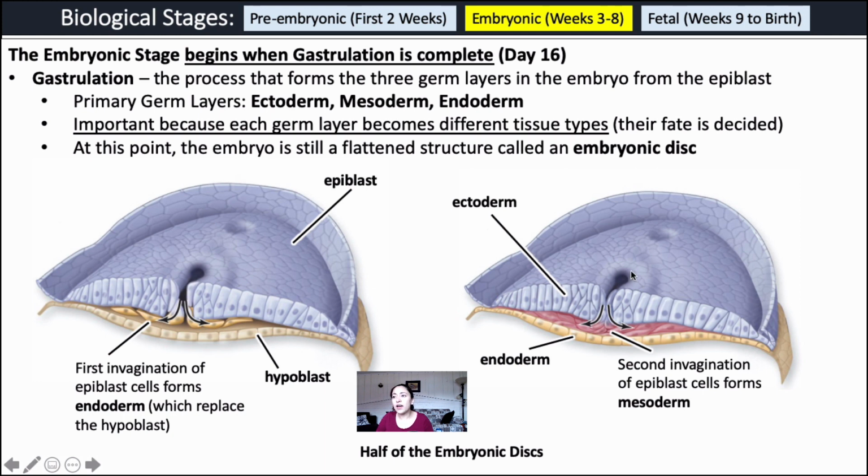And then there's a second invagination of epiblast cells, so they move in. And those cells form a middle layer called the mesoderm. So I always remember M for middle. Endo means inside. So we have the endoderm, the mesoderm, and the epiblast cells that remain behind become what we call the ectoderm, or the outer layer of cells.